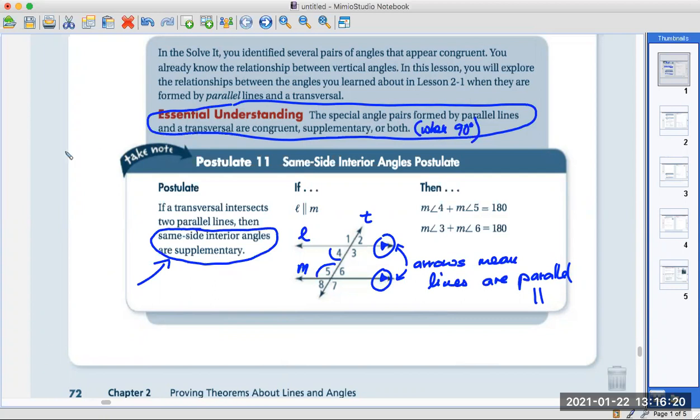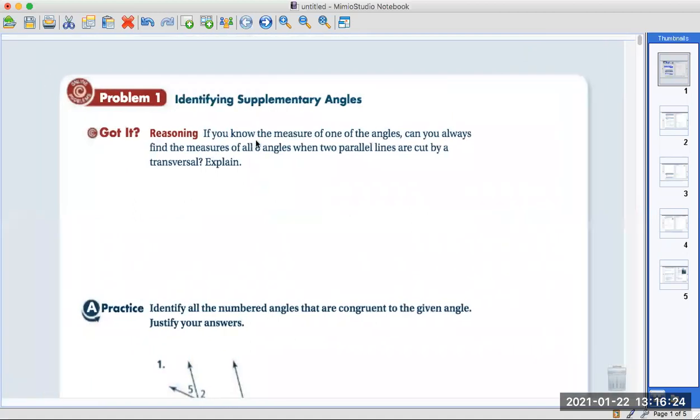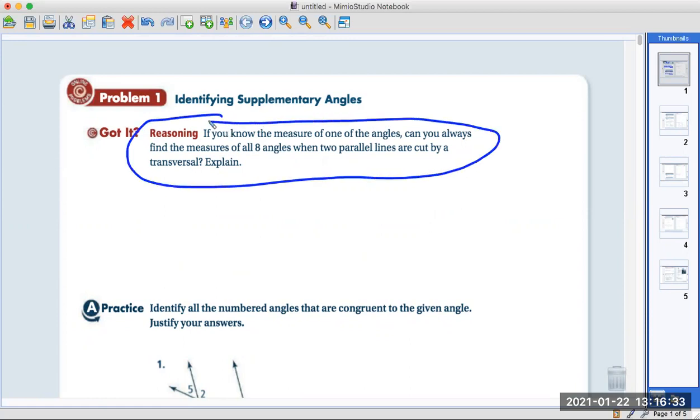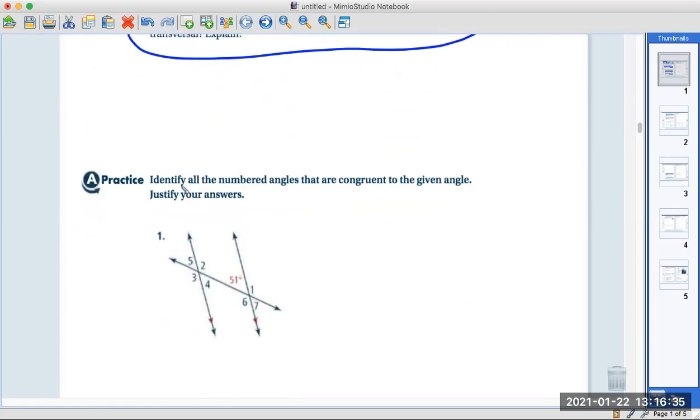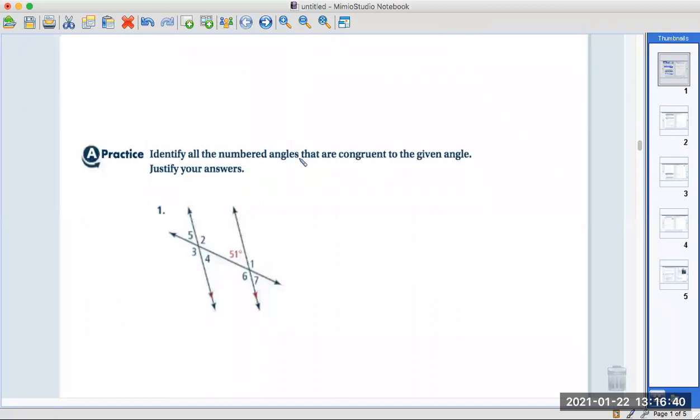Okay, next page. On the top, if you know the measure of one of the angles, you can always find the measures of all 8 angles. That's the super important thing. So let's try that. Down here, identify all the numbered angles that are congruent, which is another word for equal measure to the given angle. Justify, oh, they only want the ones that are congruent. I solved the whole thing.